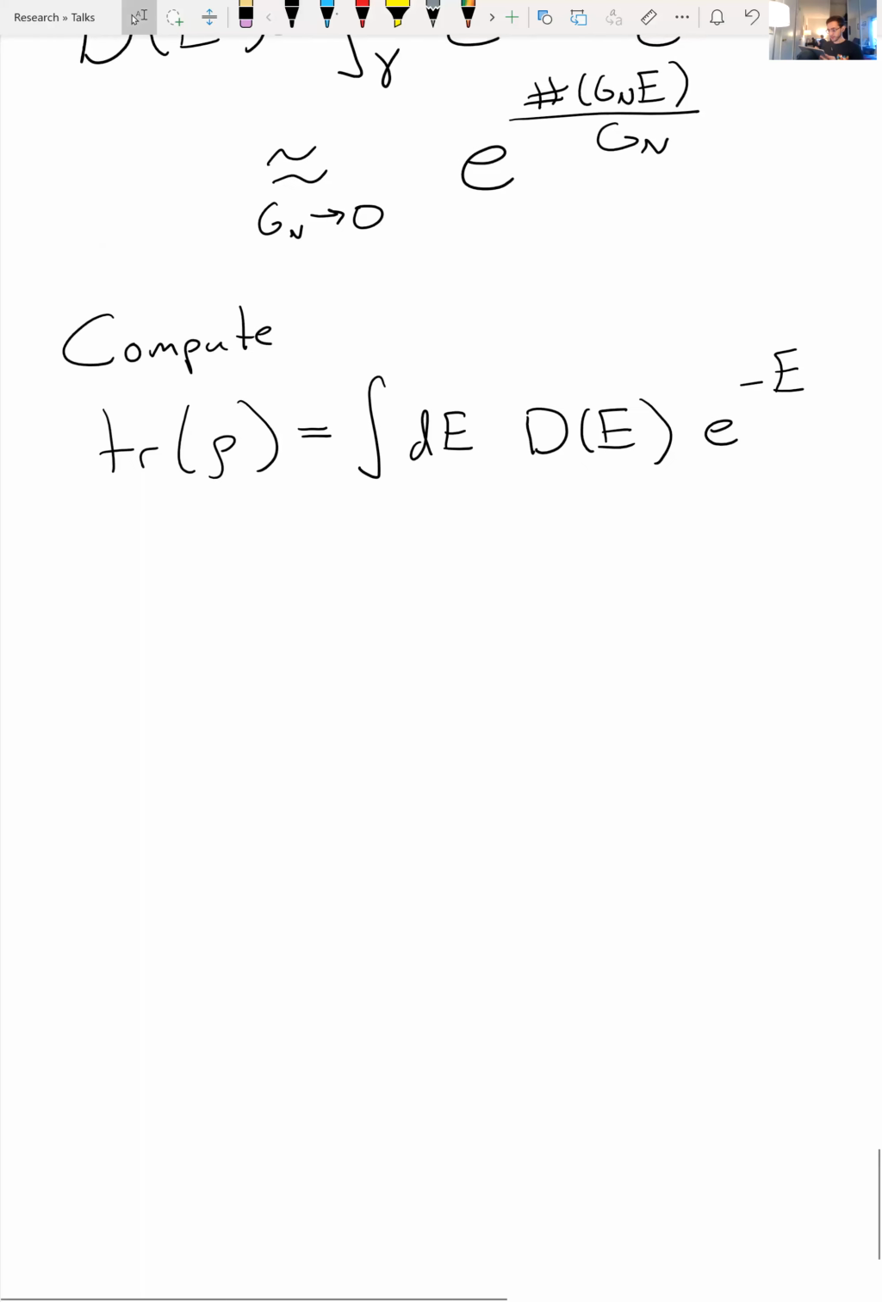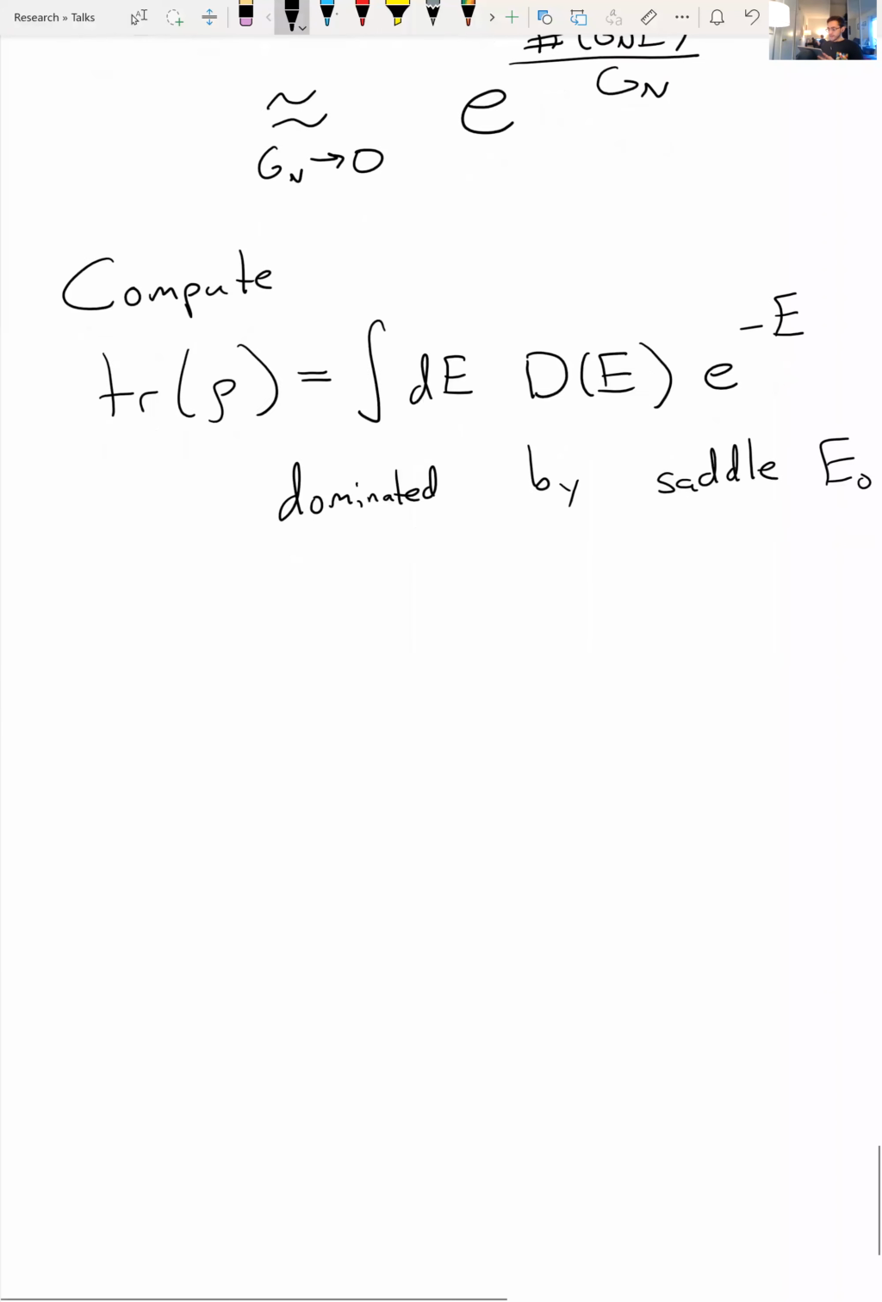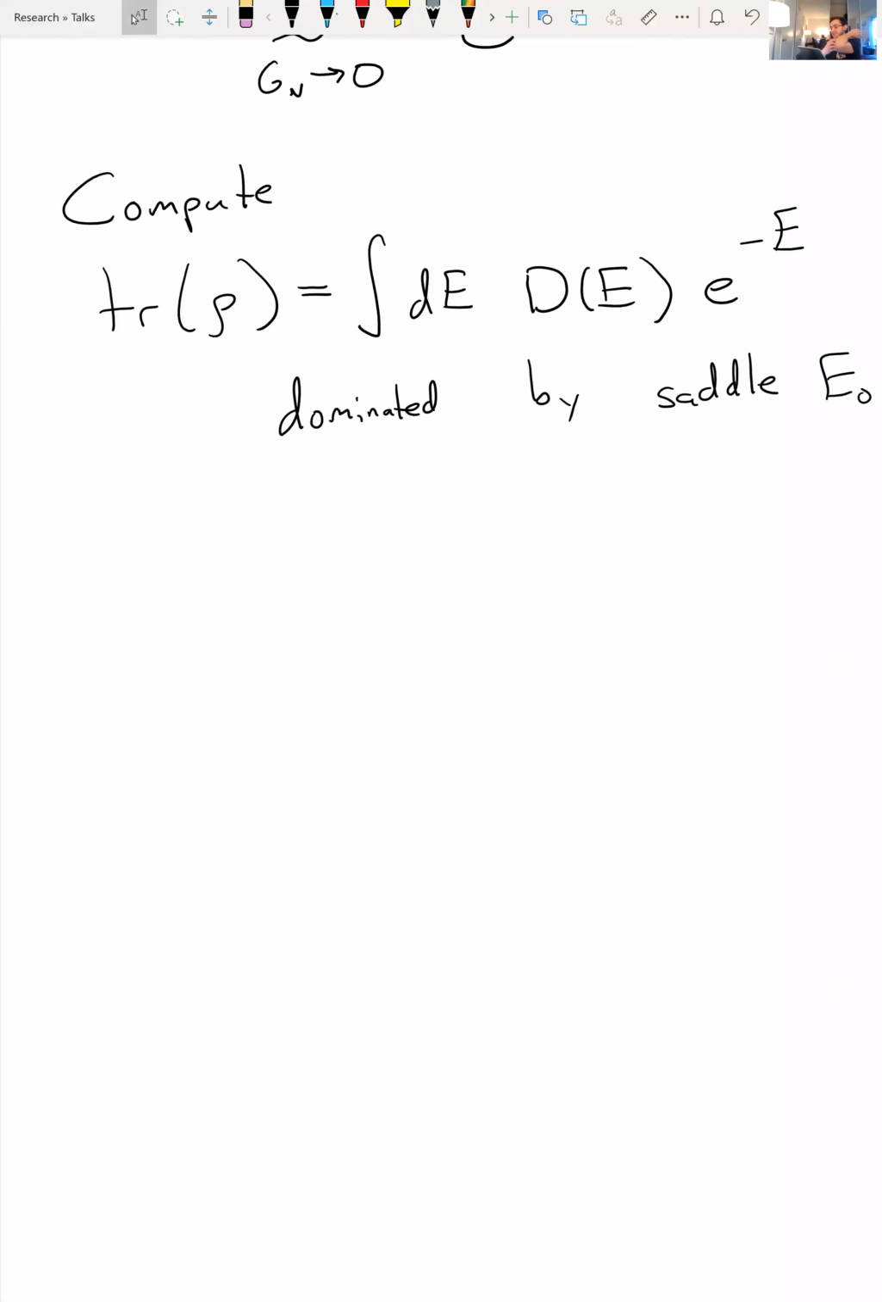But because of our saddle point analysis, because we know that the density of states is given by some exponential in 1 over G Newton, we know that this is dominated by some saddle. And that saddle point I'm going to call E0. Okay? So what that means is that the trace is dominated by some saddle point, and the trace is just a sum over the eigenvalues, which means that the eigenvalues are sort of dominated by some region of eigenvalue space, right? If there is a saddle point that effectively computes the sum over all of the eigenvalues, that means a lot of the eigenvalues have to be pretty small.